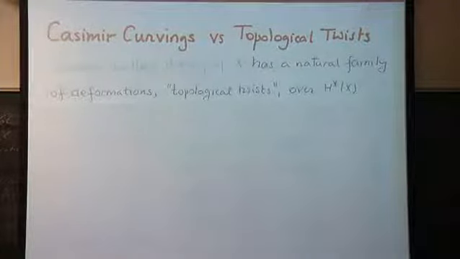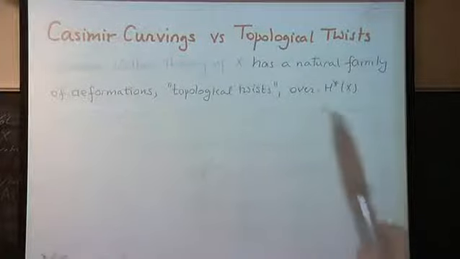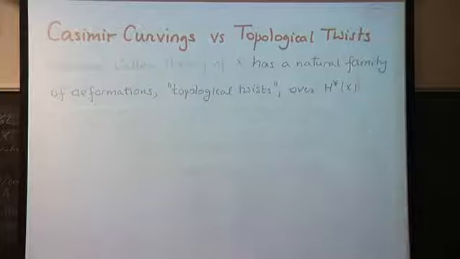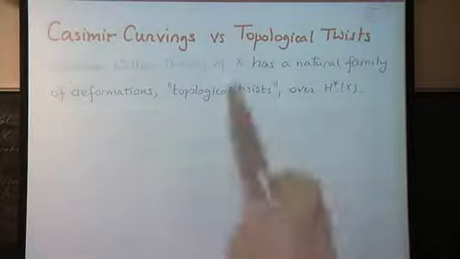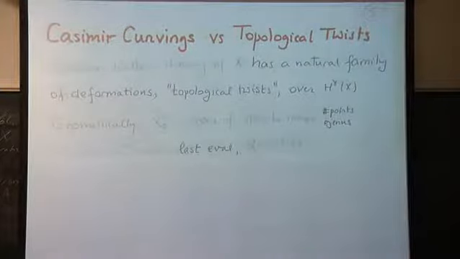Okay, so let's start by recalling a basic fact, namely Gromov-Witten theory of a variety X, let's say compact, has a natural family of deformations, which I'm going to call topological twists. I'm sure it clashes with a million other topological twists, but for today let's call them that. And the deformations are parametrized by the cohomology of X, or by a part of it. That's going to be the Frobenius manifold, of course, of the theory. And geometrically you define them as follows.